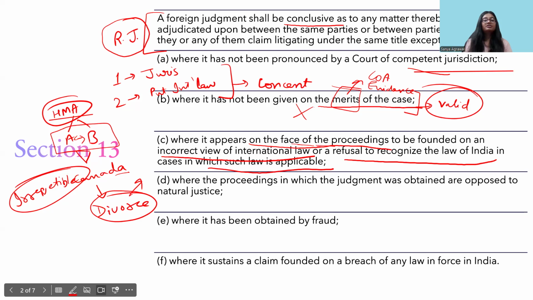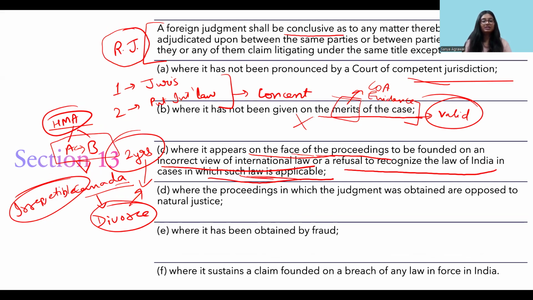Now, let's say the parties are not living together for 2 years and are continuously fighting with each other. So, considering this an irretrievable breakdown of marriage, the divorce was granted by the Canadian court. We can say that this court did not follow the laws that are applicable to the parties in this case, and therefore the decision will not be considered valid. So that is how this point is applicable. The international law and the Indian law should be followed in the foreign court for it to be considered a valid decision in India.